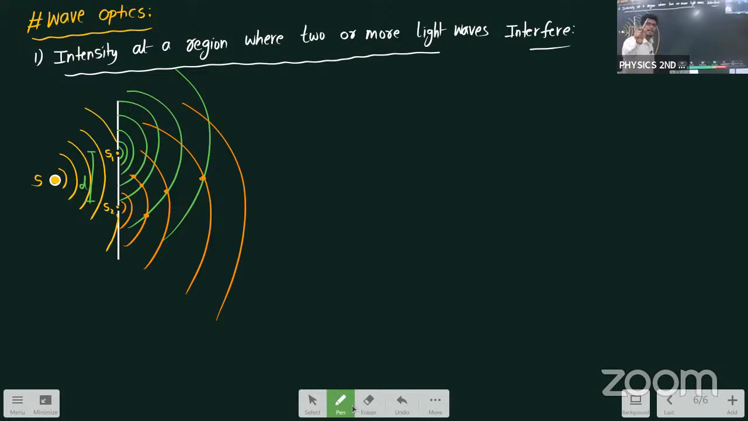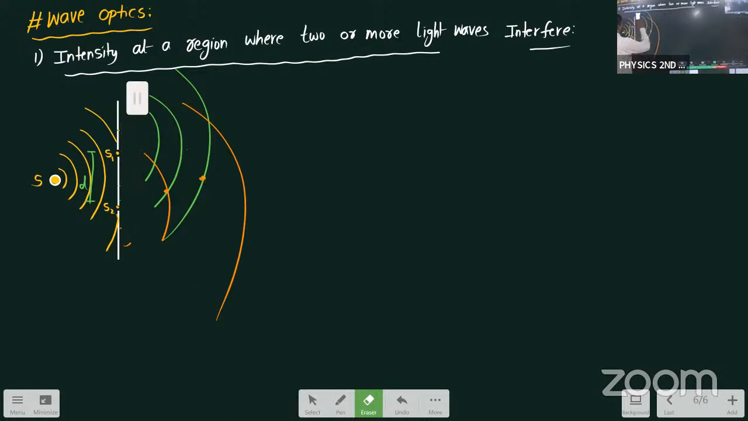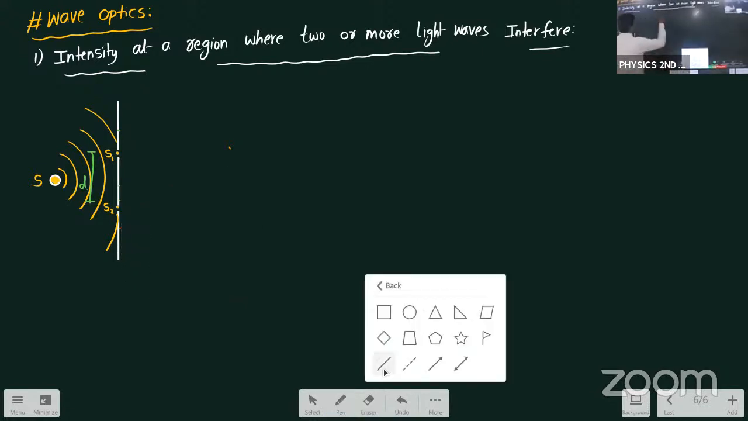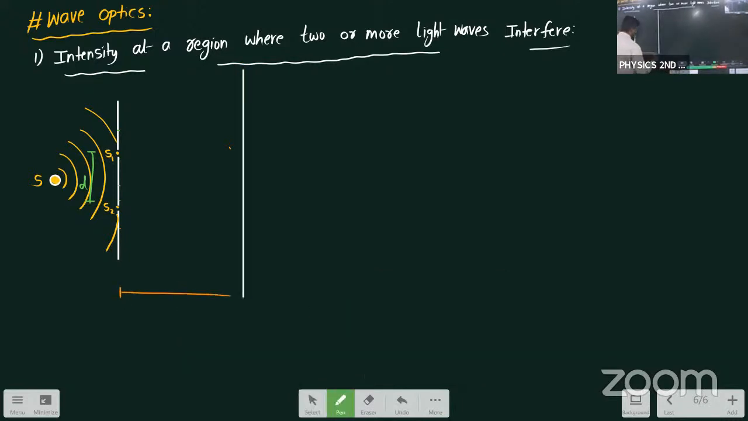Now we are supposed to derive the condition for these two things. Now carefully see here. Let me place a screen at a distance of capital D from the slits. So I'm placing a screen somewhere here, and the distance between slits and screen is capital D. Now I'm determining the intensity of the wave at this particular point P due to the two waves coming from S1 and S2. What are S1 and S2? S1 and S2 are the secondary sources.